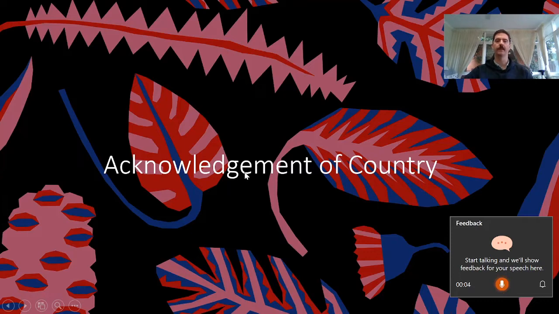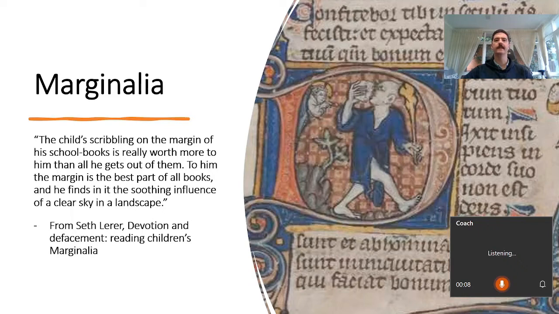We'll click through, so I'm going to acknowledge that I'm on the lands of the Wurundjeri people. And this presentation will focus a lot on marginalia. So I'm going to pause here and give you time to read this slide. These are the kind of things that I'd be saying in my presentation. And you can see we'll pause our session and we'll try and get some feedback, I hope.